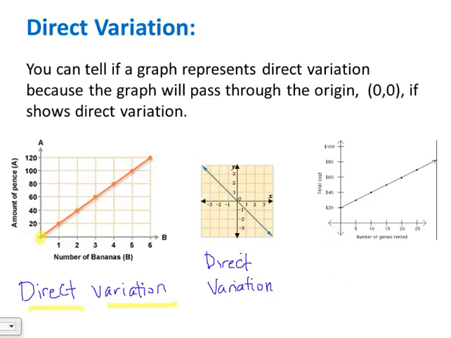You look at this last graph, and even though we're showing a constant rate of change, it's not passing through that 0, 0 coordinate. So this one would not be an example of direct variation. It's got to pass through the origin to show direct variation. That's how you can tell if a graph shows direct variation. You're going to have to do that this week in Edgenuity.